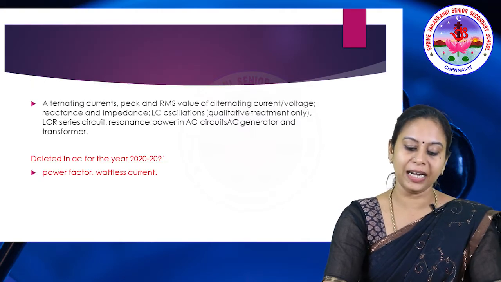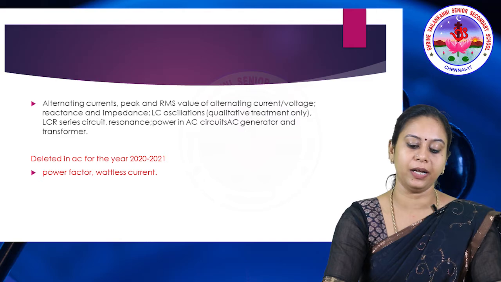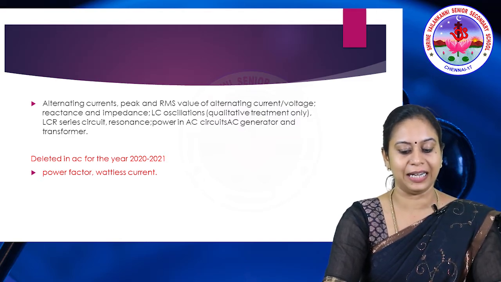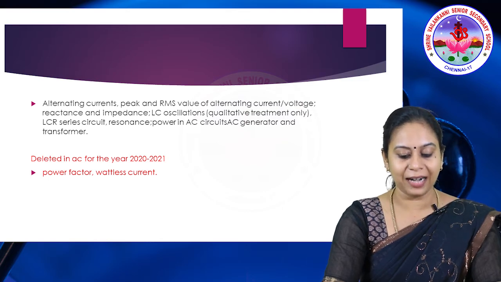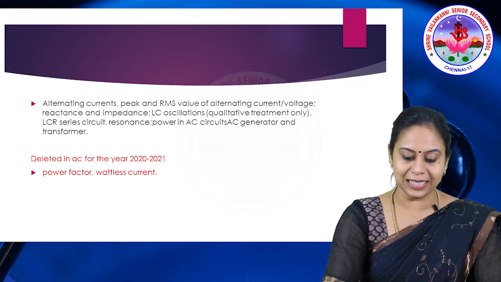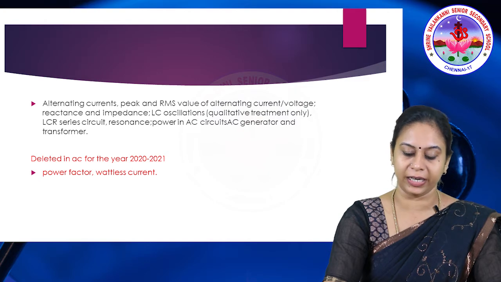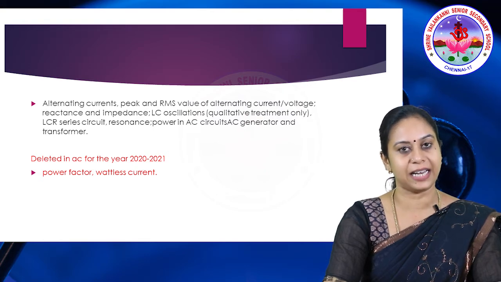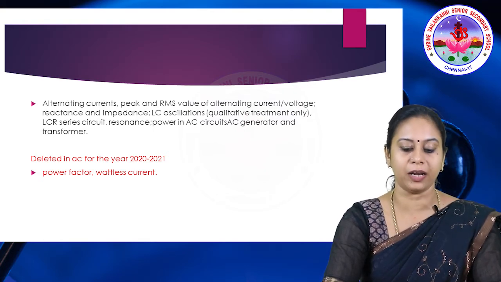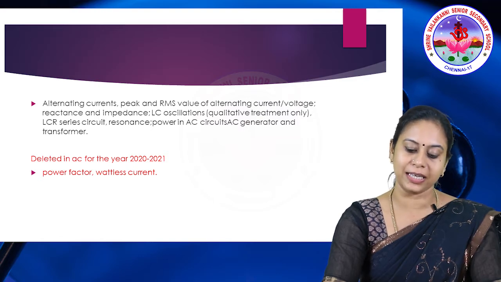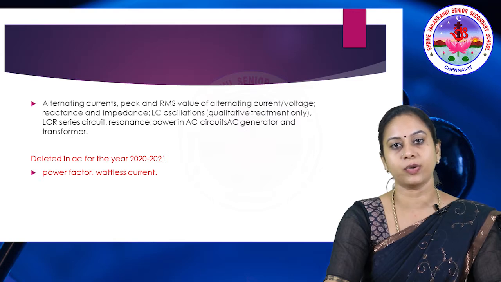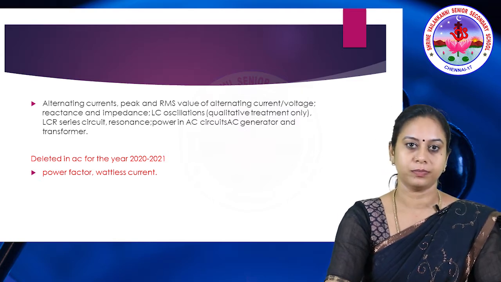Now, alternating current from the 7th chapter: alternating current, peak and RMS value of alternating current voltage, reactance, impedance, LC oscillations of qualitative treatment, LCR series circuit resonance, power in AC circuits and AC generator, transformer which is also there. What they have deleted for this year 2020-2021 is power factor and wattless current. That is only what they have deleted from this chapter.